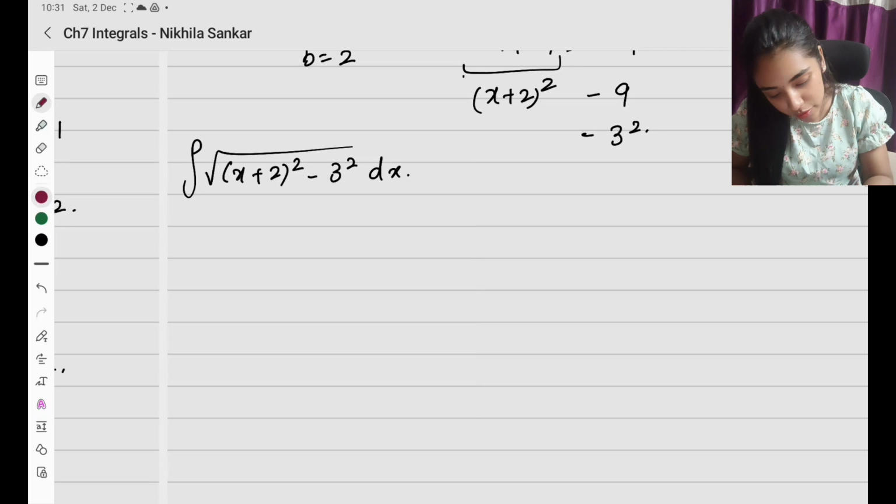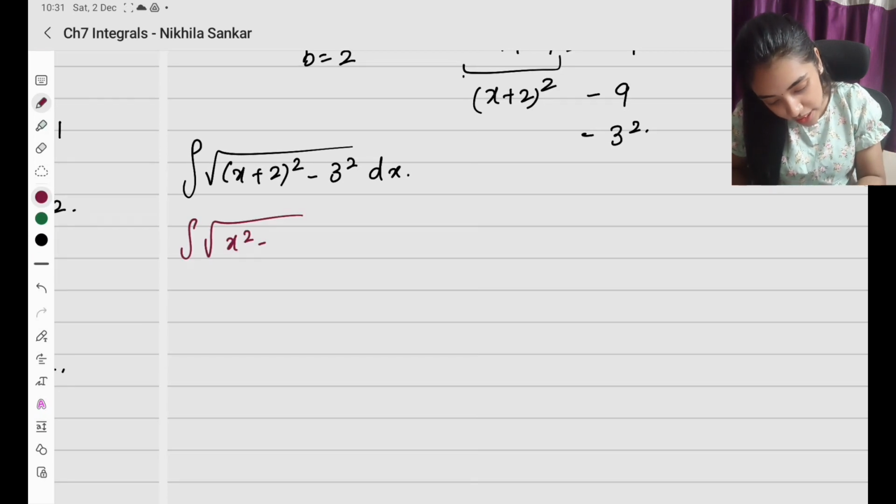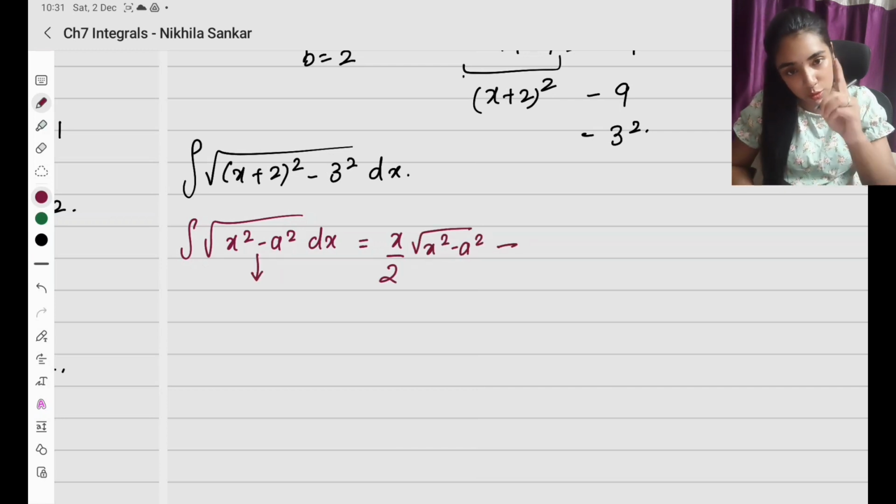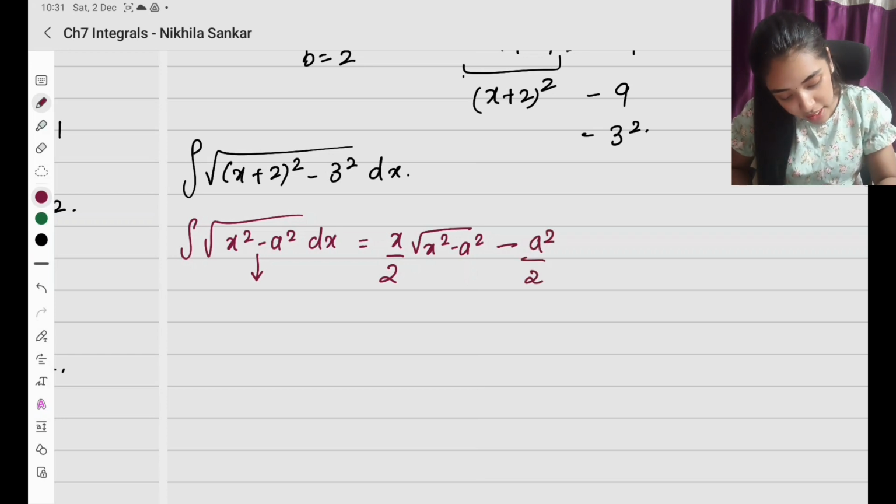What is the formula? Always write the formula. Repeatedly write it, then you will not make mistakes. Times dx is going to be first x by 2 times square root of x square minus a square minus, here there is a minus. Only for this one formula will the minus come. Minus a square by 2 log mod x plus square root of x square minus a square plus c.